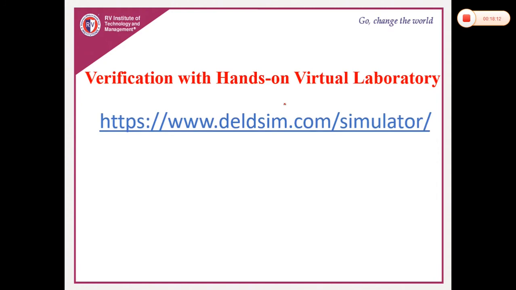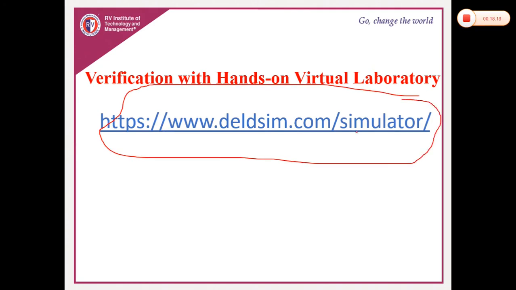So that is all about the actual experiment. If you want, you can also use this DELD sim simulator for software simulation. Is it okay?